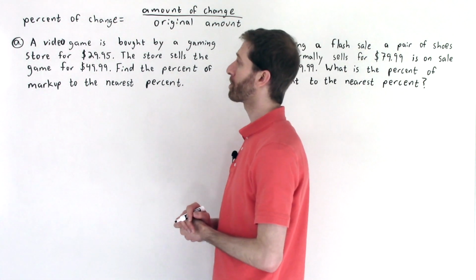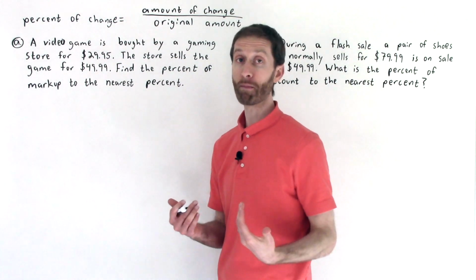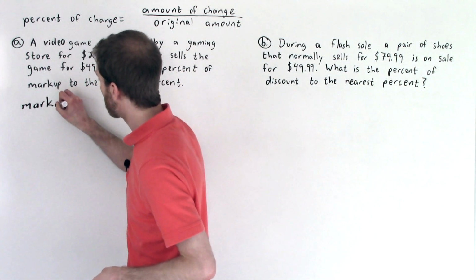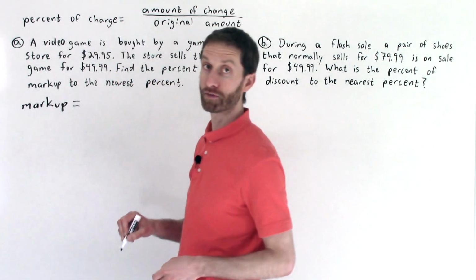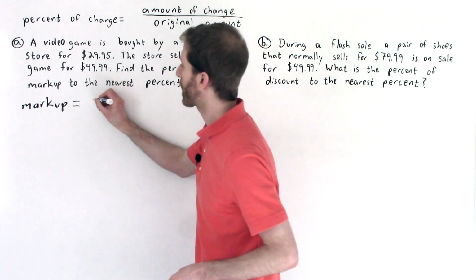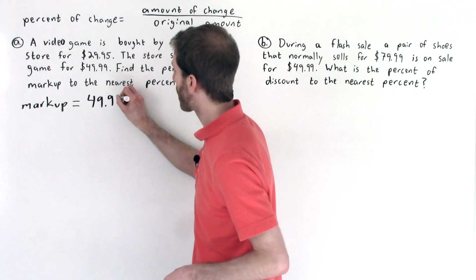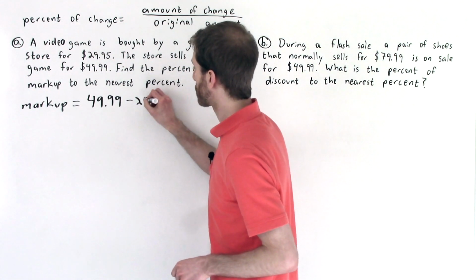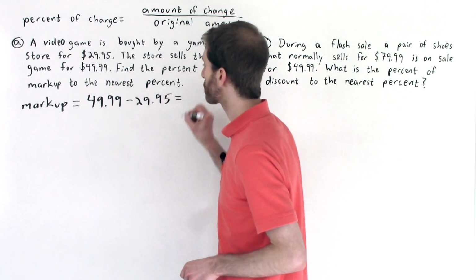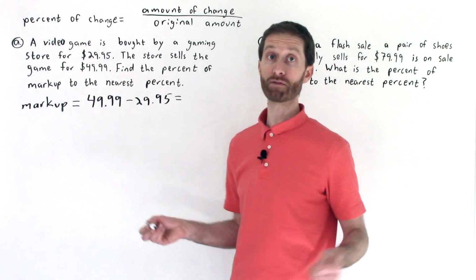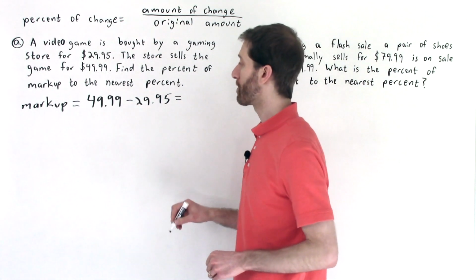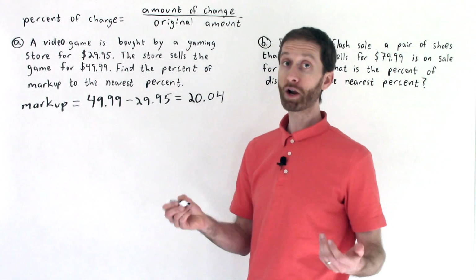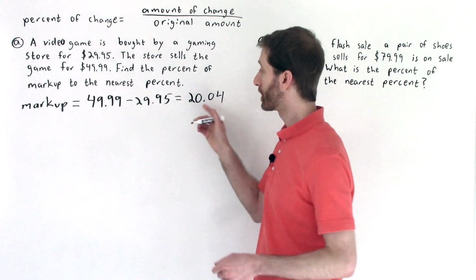The percent of markup is literally just figuring out first, what is the markup? Well, the markup itself is really just the amount of change. That's going to be the price that we're selling this video game for, $49.99, the ending value, minus the starting value, the original amount, $29.95. So literally you're just finding the change, like you did in percent of change problems. $49.99 minus $29.95 is a change of $20.04. That's the markup. So if you're just asked what is the markup, here's your answer.